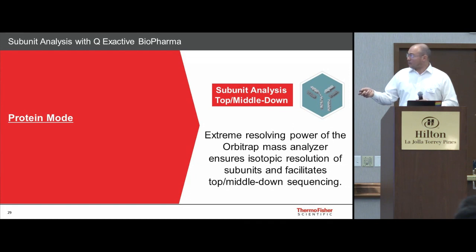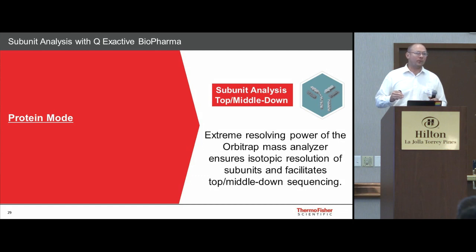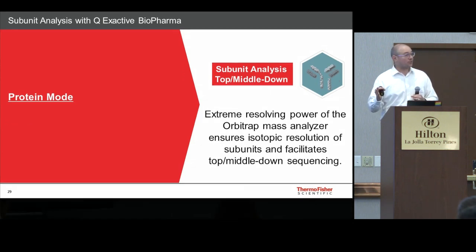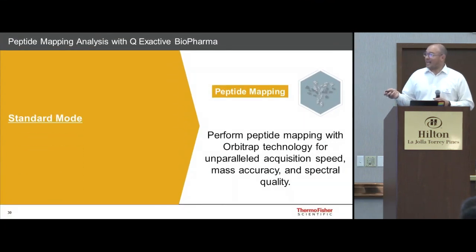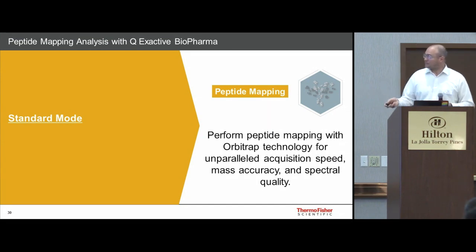Protein mode is great for subunit analysis as well as top and middle down. This requires very high resolution. And it requires operation of the instrument in a completely different manner than what you'd have for the high mass range mode. And it's yet again a different manner than what you would have for standard mode for peptide mapping.